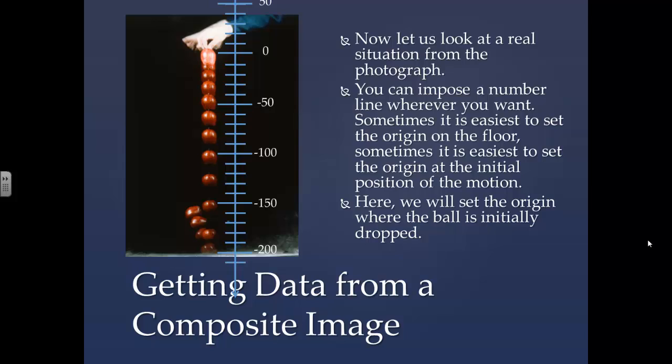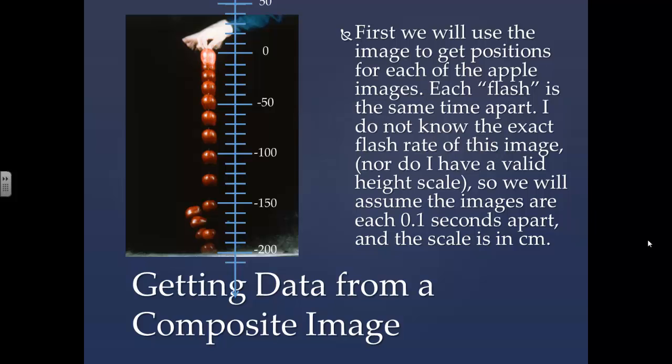You can impose a number line wherever you want. Sometimes it's easiest to set the origin on the floor. Sometimes it's easiest to set the origin at the initial position of the motion. Here we will set the origin where the ball is initially dropped. We want to get the data from this composite image.